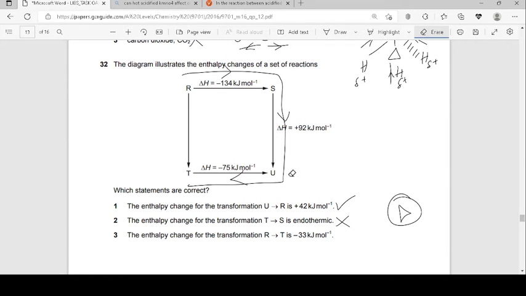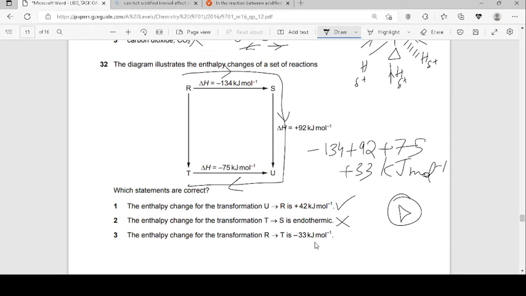Right. So if I calculate this out, R to S is, I'm going with the direction of the arrow, so it's minus 134. And S to U, I'm going with the direction of the arrow again, so I'll just keep it as plus 92. And U to T, I'm going against the direction of the arrow, so minus 75 becomes plus 75. Alright, so minus 134 plus 92 plus 75 is plus 33 kilojoules per mole, in fact. And they have written it as minus 33 kilojoules per mole. That is obviously wrong, so my answer is D.